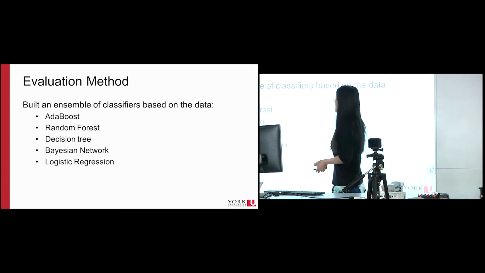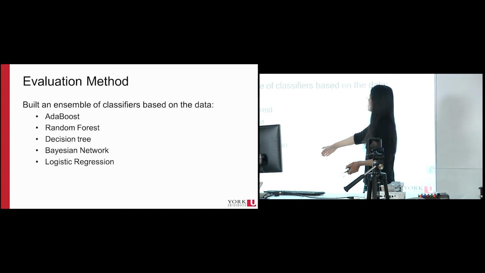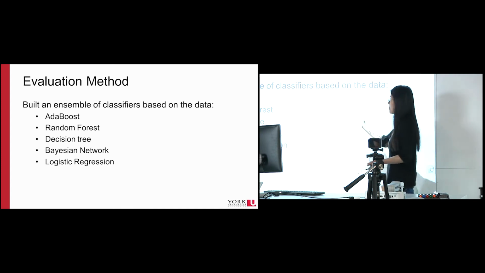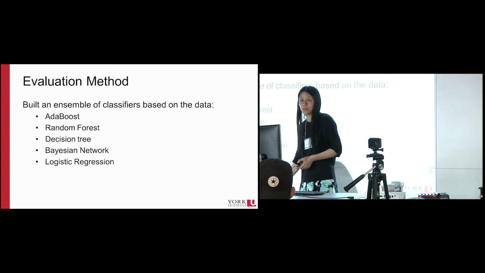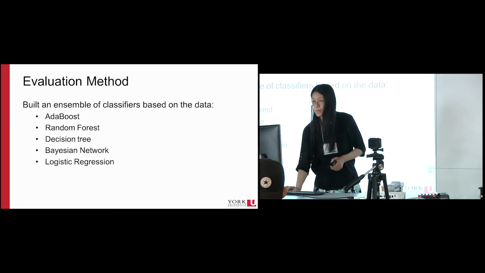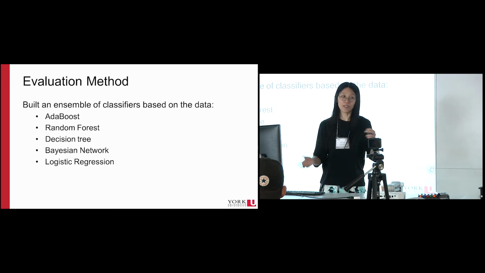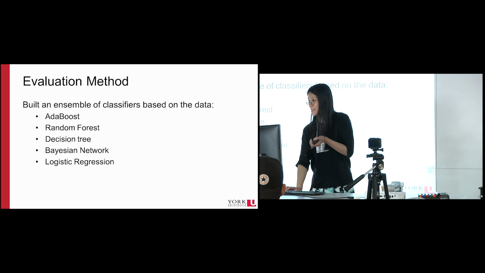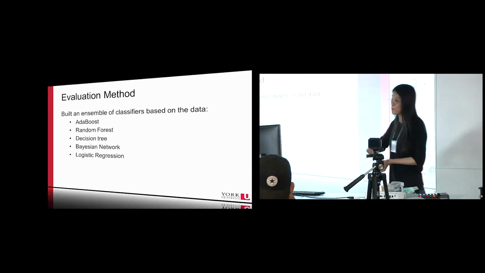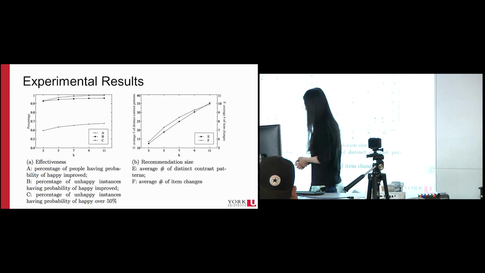So the methodology we use is that we build an ensemble of classifiers based on the data that we have. The ensemble contains quite a number of very effective classification models. We use this ensemble classifier to classify each user as happy or not happy, to get a probability of happiness of each user, either before or after the recommendation. So this is the evaluation result.